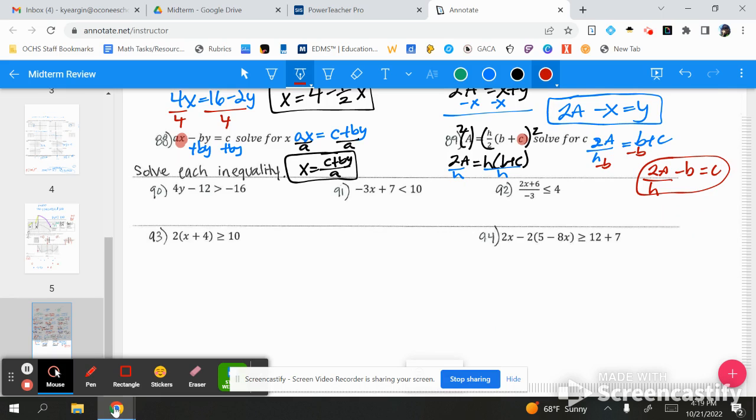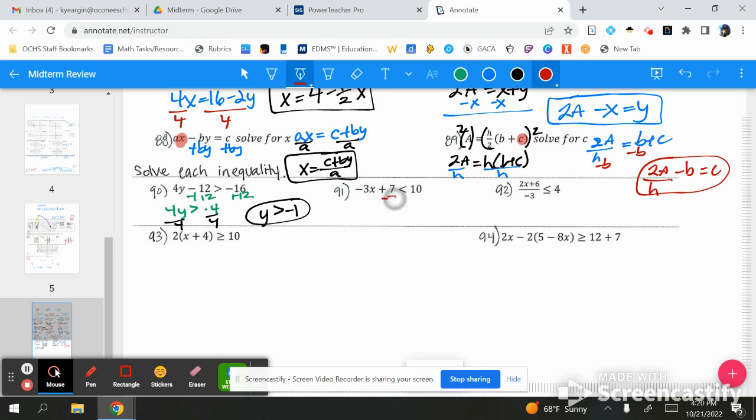For solving inequalities, we want to treat these like equations. So I start by adding 12 to each side. 4y will be greater than negative 4. Divide each side by 4. Y is greater than negative 1.